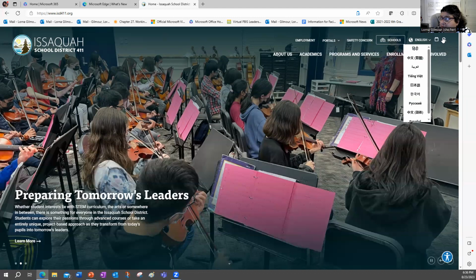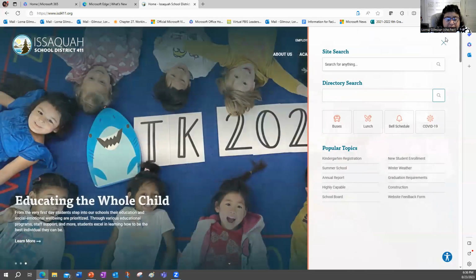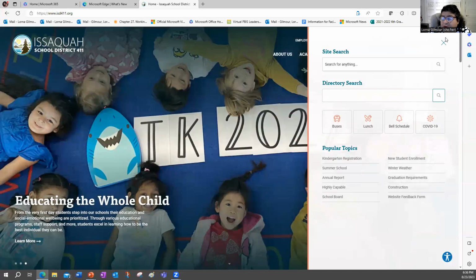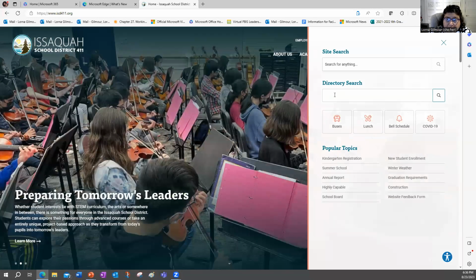Another thing to note is that we have a lovely search feature. And honestly, as I told you before, sometimes finding what you're looking for can be overwhelming. We have some quick link buttons, but type in what you're looking for in the search site to find the information. Also, the directory. Sometimes you're not sure who to contact. The directory is a great place to go to.